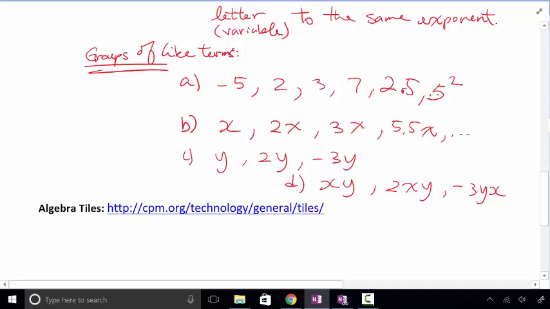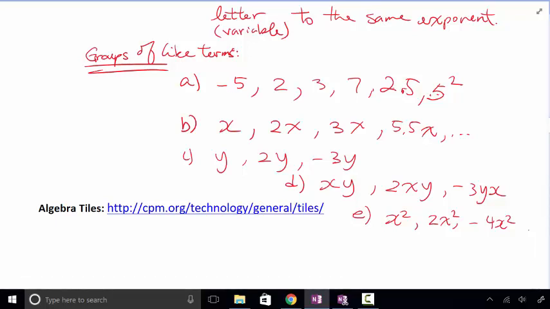Is that okay with everyone? Okay. Let me do one more. What's like x squared? 2x squared, right? Negative 4x squared, and so on. Is that okay? So you can only add things that are in the like groups. So you cannot add between groups here. You'll just rewrite them all and not touch them.